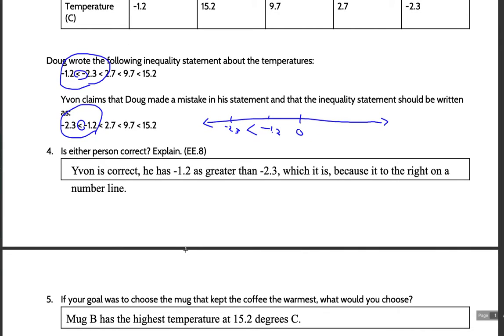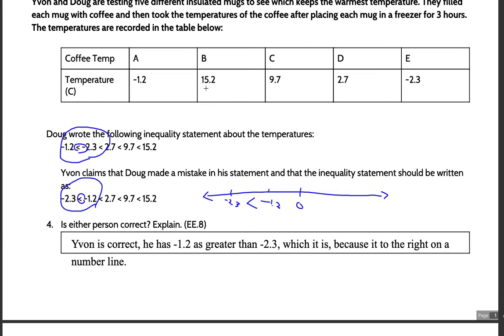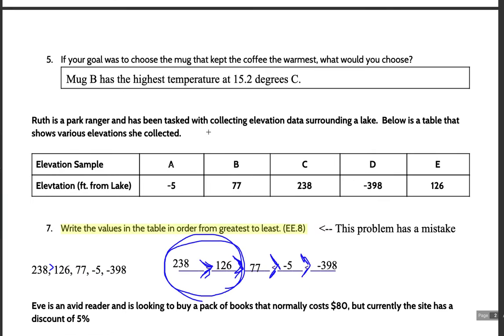If your goal was to choose the mug that kept the coffee the warmest, what would you choose? So this is a trick question. It would be B, because when you just look at the temperatures, this is the greatest temperature, 15.2. Okay.